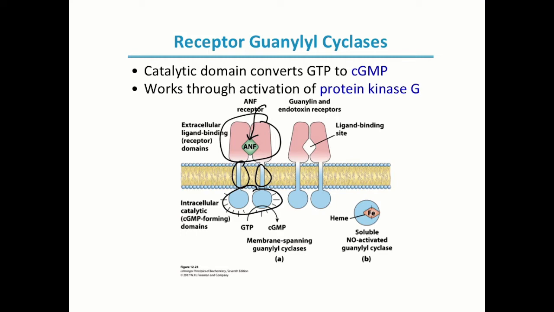A similar receptor guanylyl cyclase in the plasma membrane of epithelial cells lining the intestine is activated by the peptide guanylin, which regulates chloride secretion in the intestine. And this is the receptor which is also the target of a heat-stable peptide endotoxin produced by E. coli and other gram-negative bacteria. The other type of guanylyl cyclase is a soluble heme-containing enzyme that is activated by intracellular nitric oxide. And this form is present in many tissues, including smooth muscle of the heart and blood vessels.